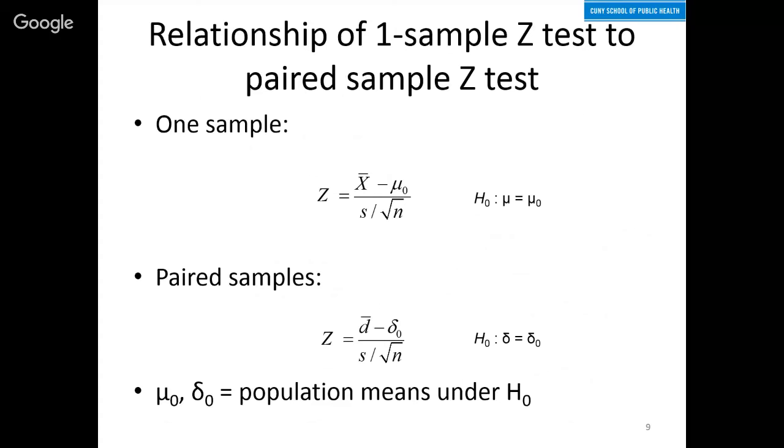So paired tests are essentially the same as the 1 sample tests. So just to compare the z-test for 1 sample, the z-statistic was the sample mean minus the hypothesized mean under the null hypothesis. Sorry, this should be a sigma if it's a z-test.